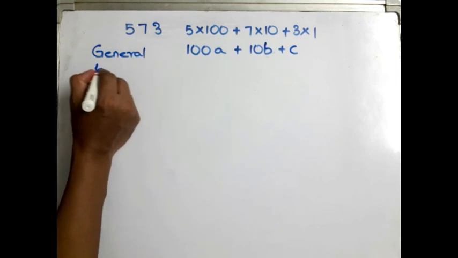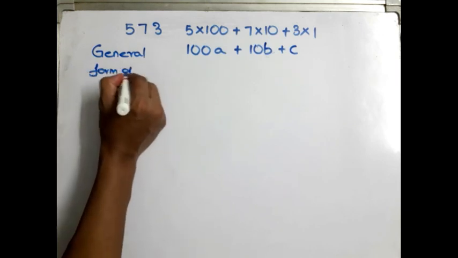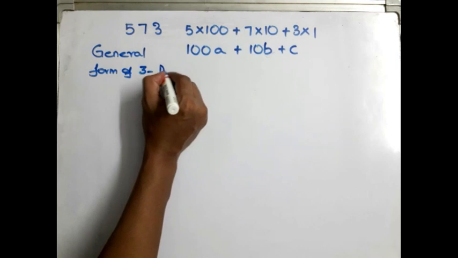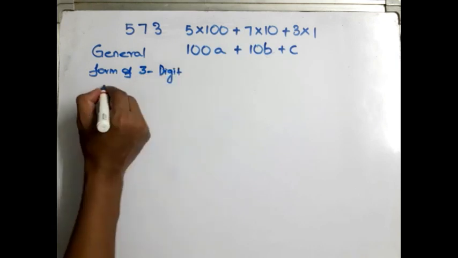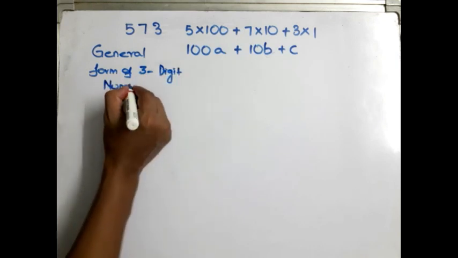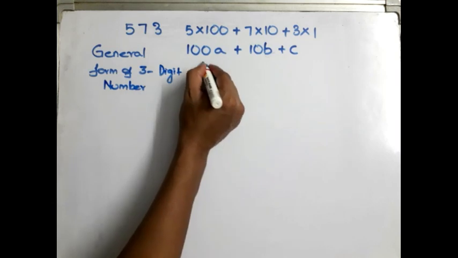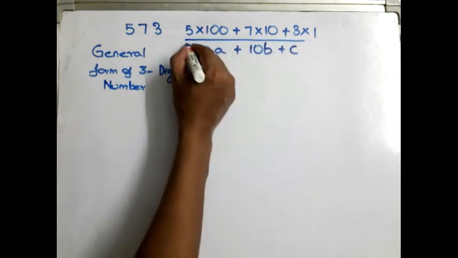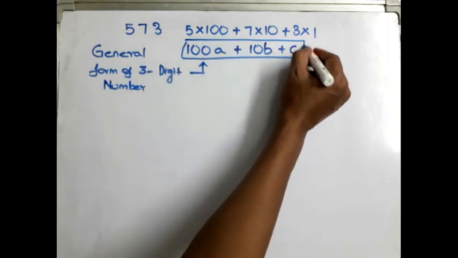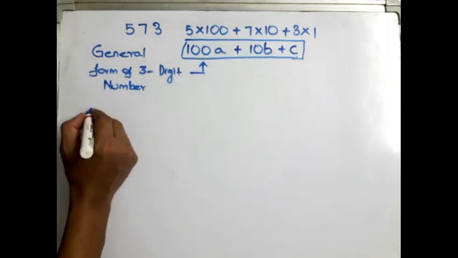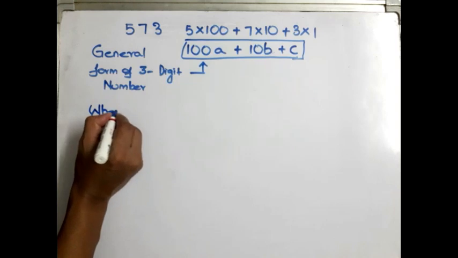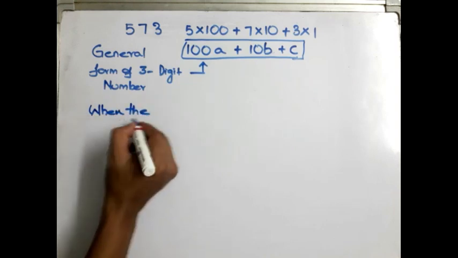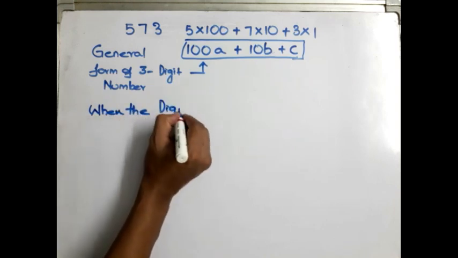So the general form of a 3-digit number is 100a plus 10b plus c. Now, what is the general form when the digits are reversed? Just like the previous case, when the digits are reversed.